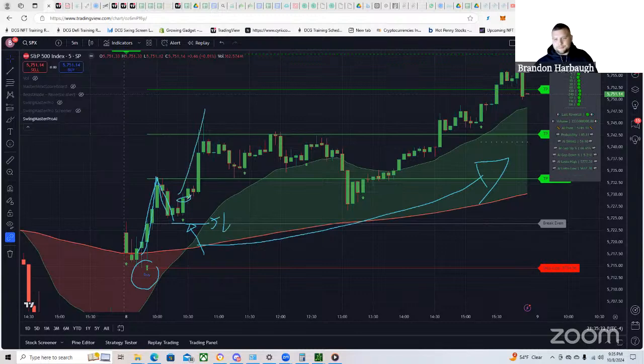Up we go. Now, price then pulls back, right? Comes up. We got another reversal arrow entry here. There's our stop out. Price rolls to the upside. Then we got a pullback, right?